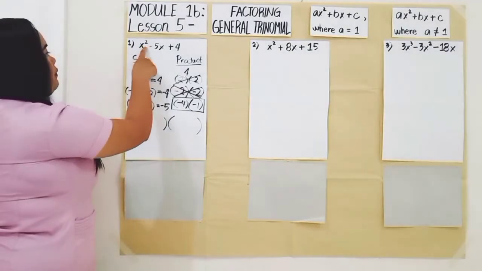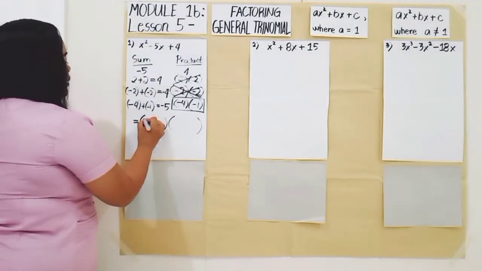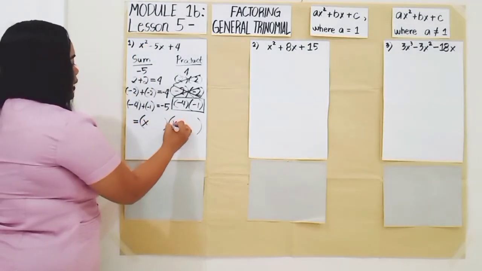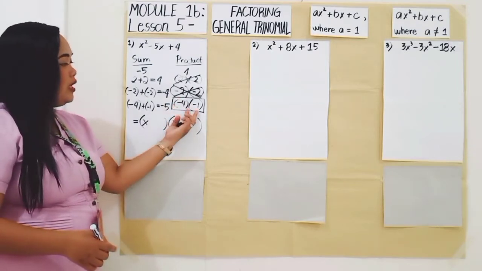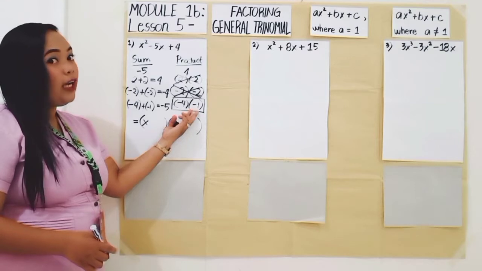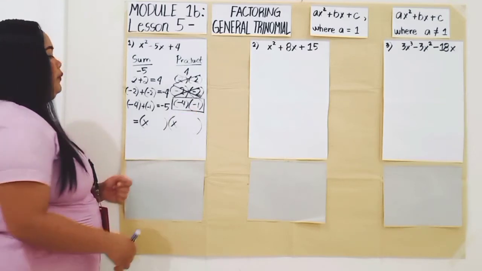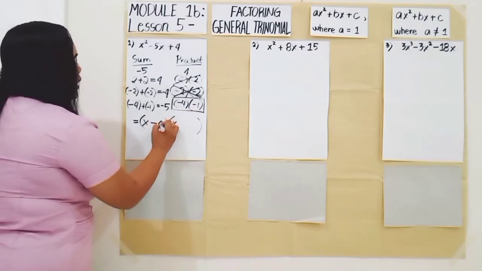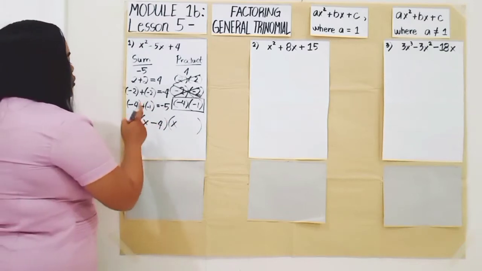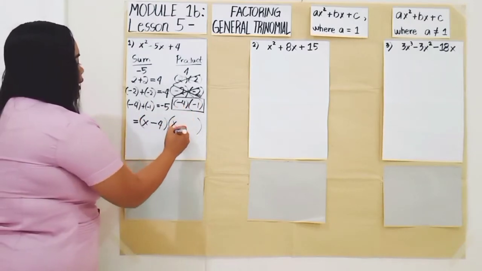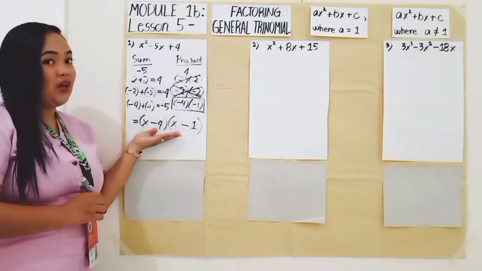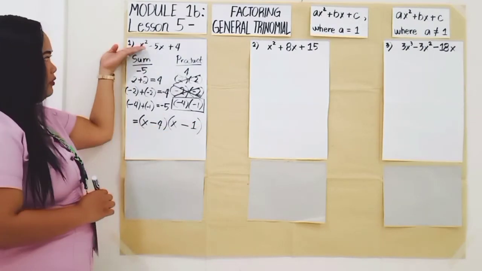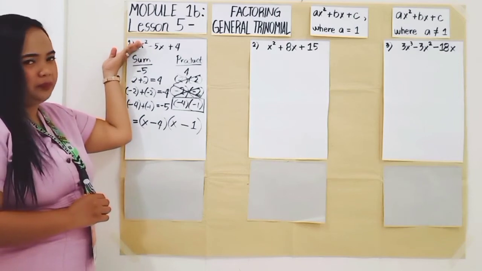Now, let's go back. So, the factors should consist of two binomials. What are the factors of x squared? That is x and another x. And then use these factors that we got a while ago in our binomials. So, x minus 4 and x minus 1 are our factors of the given trinomial.